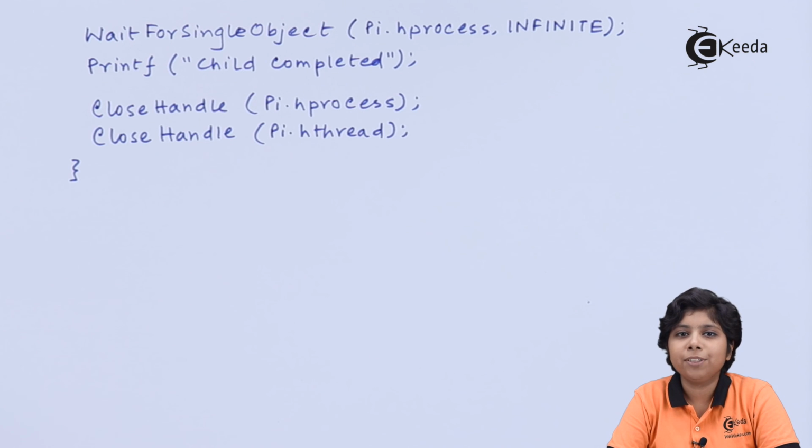Now using the CloseHandle system call, we are passing the handle to the child process and its thread too. So by closing the handles, we are declaring that we have finished the creation of the process inside the CreateProcess element. That is all for process creation.